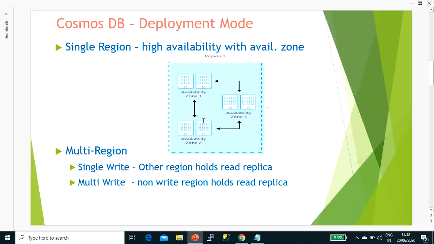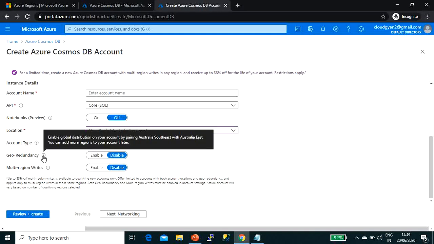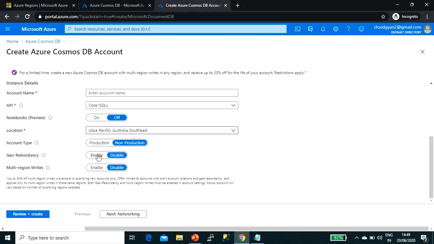So this is the multi-region deployment. Now let's take a look at how this looks in Cosmos DB. Here you can see there are options for geo redundancy. That means you can enable it.